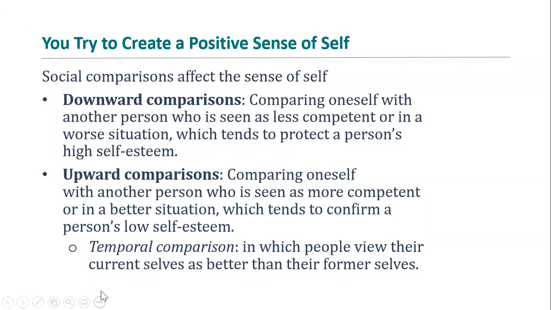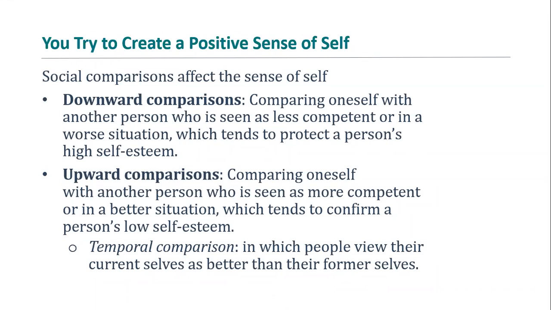And typically, as human beings and individuals, we have what's called temporal comparison. And this is in which people view their current selves as better than their former selves. I was actually just thinking about this the other night in terms of when I look at my high school years, my college years, we've all done things that we're probably not proud of. And I see myself in my current state as being a much better individual all around versus how I was as a high schooler and in college. And that is an example of temporal comparison.